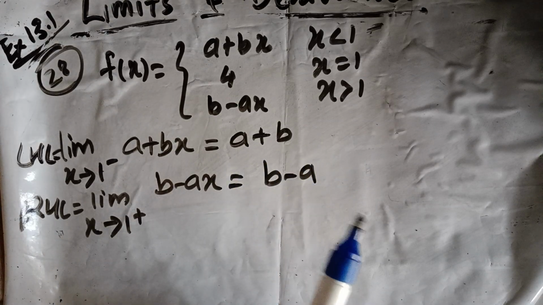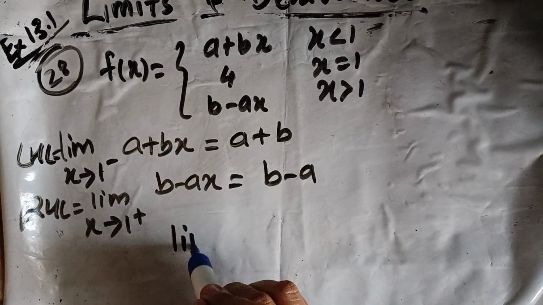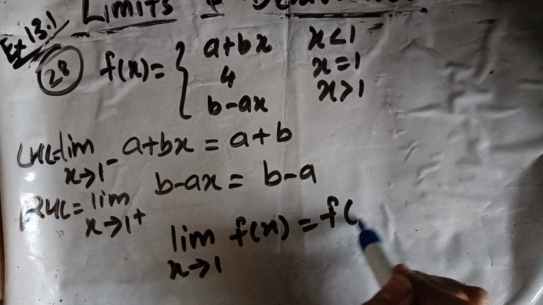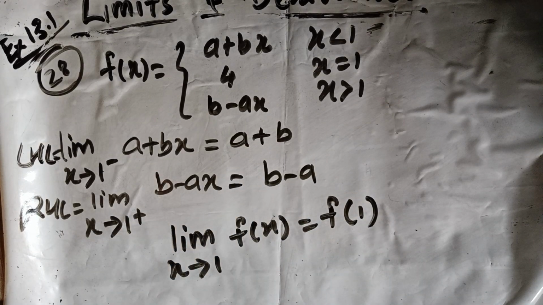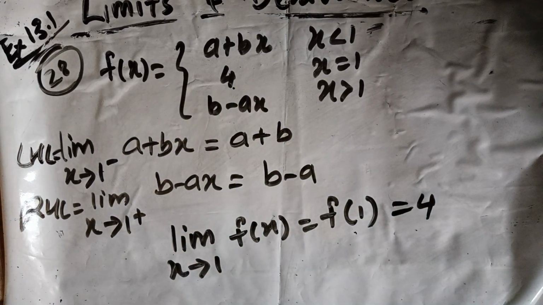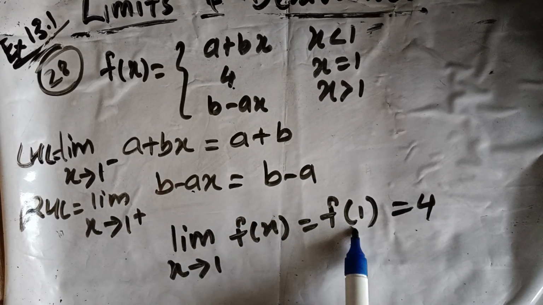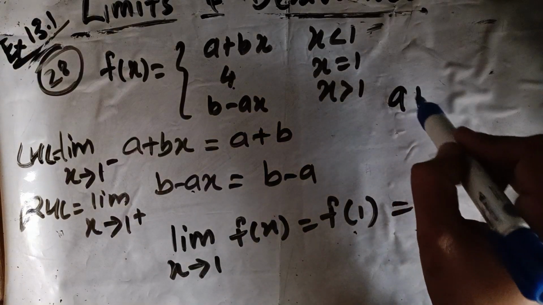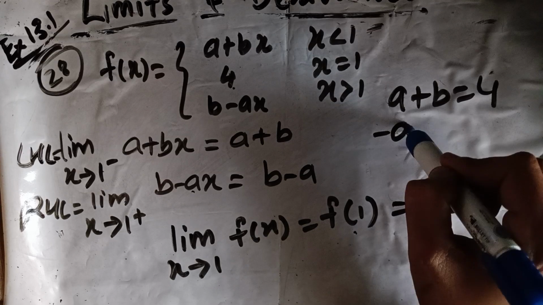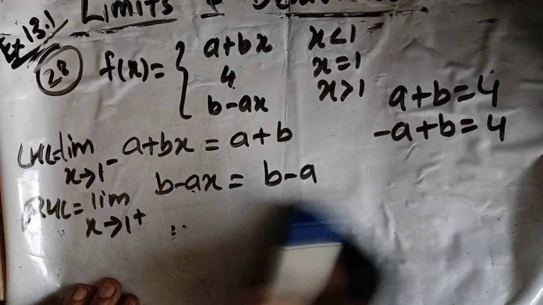And it is given that limit as x tends to 1 of f(x) is f of 1. Okay. That is f of 1 is 4. If these two are equal, then they are equal to f of 1, that is 4. Okay. So we are getting a plus b as 4 and b minus a as 4. So I'll write minus a plus b as 4. Okay. We have to solve this.